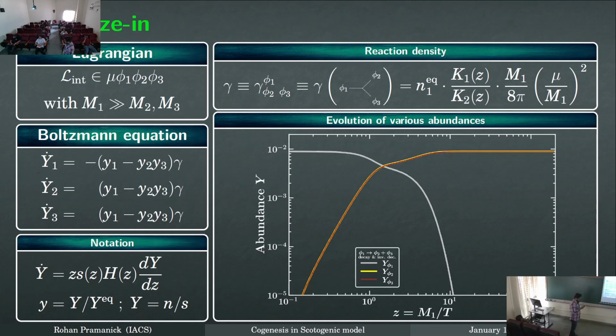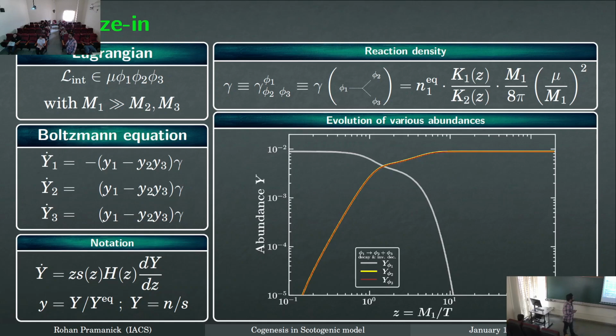If you were to write down the Boltzmann equations for phi 1, phi 2, and phi 3, these three are the Boltzmann equations. This is a very simple scenario, so y2 and y3, which are the decay products of phi 1, follow the same Boltzmann equation. So why is this condition required, which is M1 much greater than M2 and M3? If phi 1 has to decay into phi 2 and phi 3, this is the diagram, and phi 1 has to be at rest.